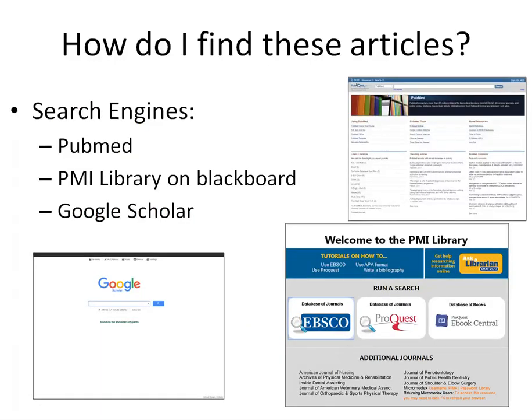So how do I find these articles? There are several different search engines available for you to use. You can start with PubMed, which is this image here. I like to start with PubMed because you're only going to find higher level articles and journals on PubMed. There is the library on Blackboard from Pima. Okay, you can use EBSCO or ProQuest. You may find some limitations with using these search engines. So another option is Google Scholar.